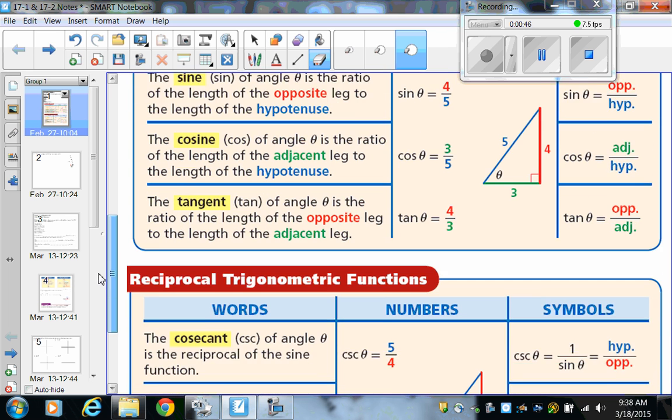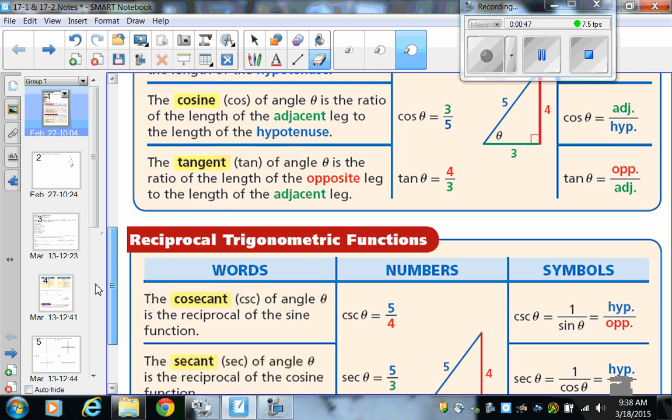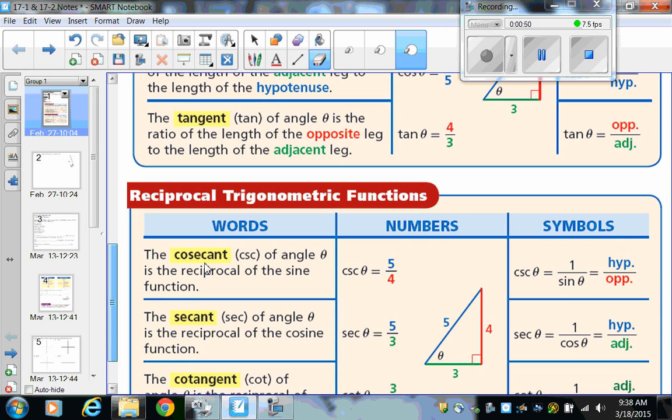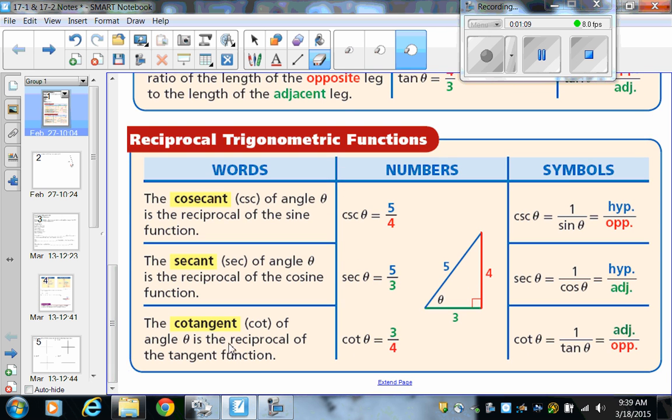The new material is the reciprocal of those functions. So cosecant of theta is just the reciprocal of sine. So instead of doing opposite over hypotenuse, it's now hypotenuse over opposite. Secant of angle theta is the reciprocal of cosine, so that's just going to be hypotenuse over adjacent. And cotangent of angle theta is the reciprocal of tangent, so it's going to be adjacent over opposite.